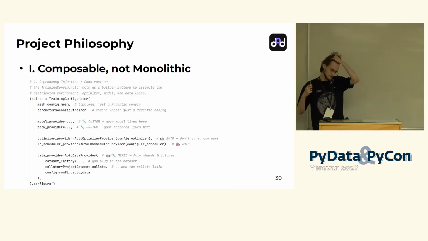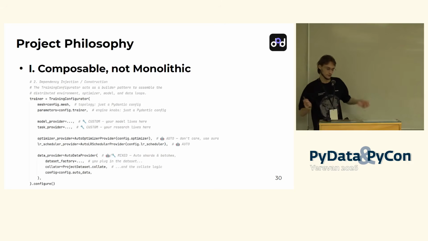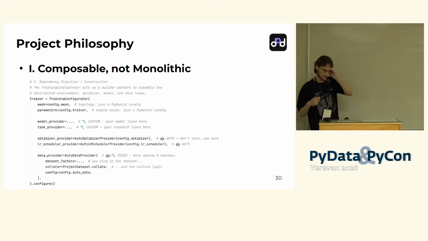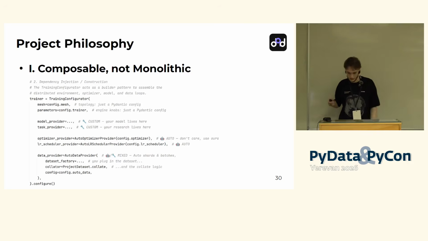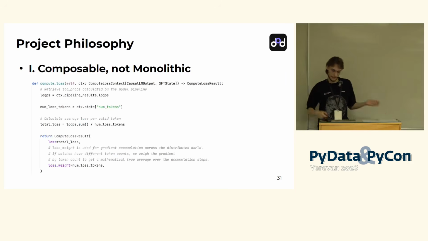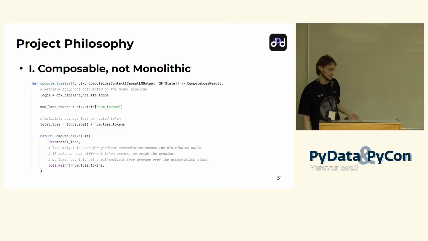But yeah, if you don't care, you can use just our auto data provider that will take the whole dataset, shard it by indices across the data parallelism axis, and it will just work. So you can either build your own thing or use our bricks. And that's an example of how a compute loss function is defined for supervised fine-tuning.